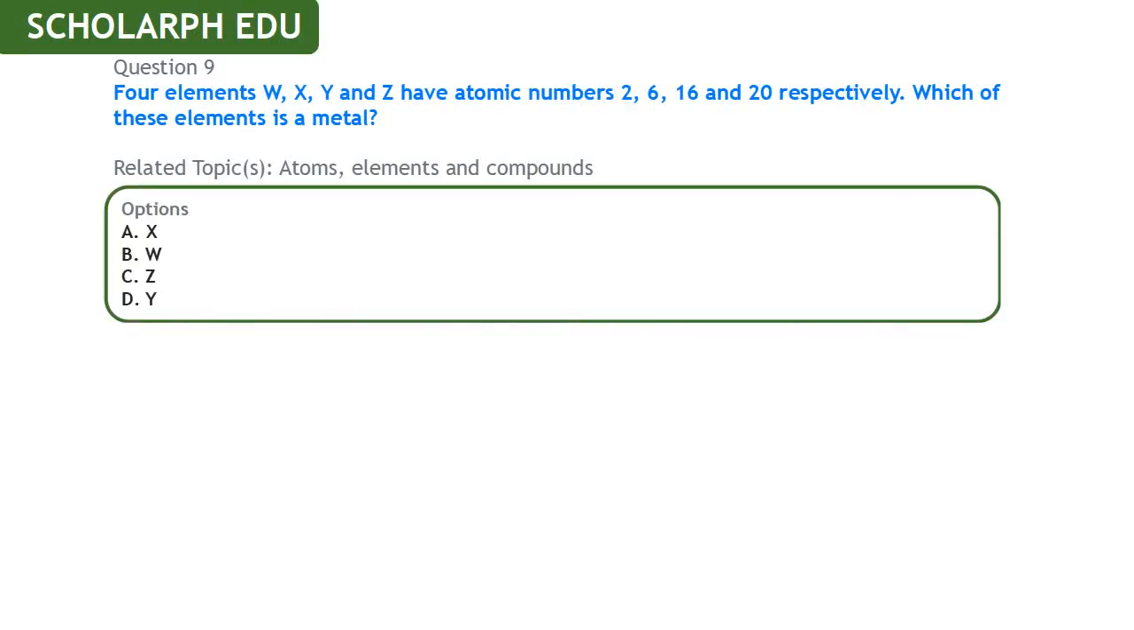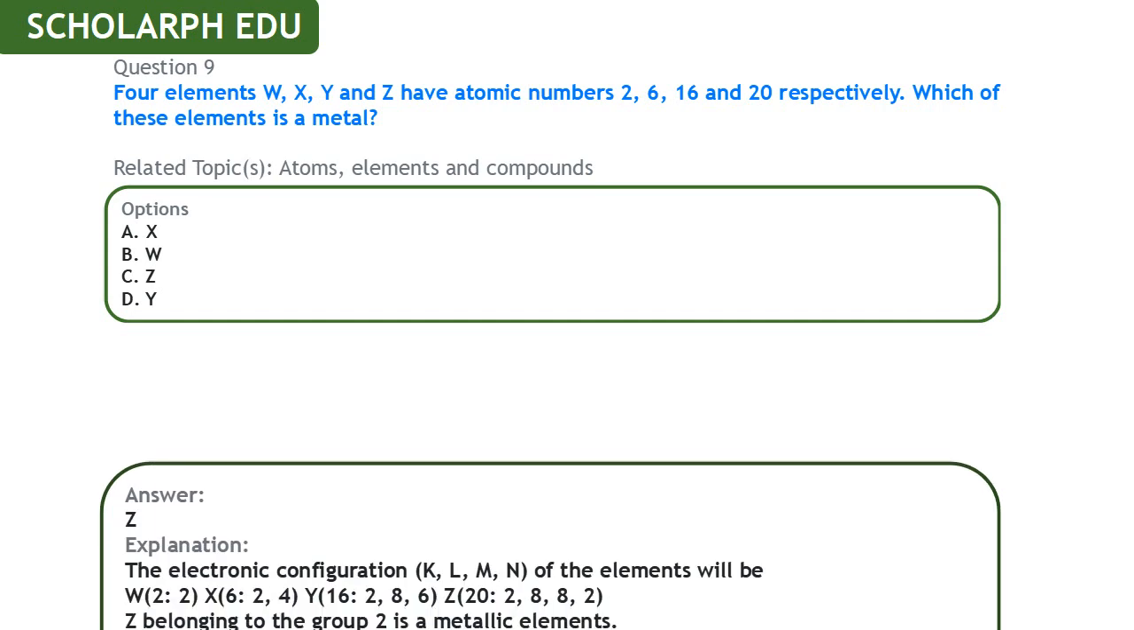Four elements W, X, Y, and Z have atomic numbers 2, 6, 16, and 20 respectively. Which of these elements is a metal? So in the periodic table, we usually find metals in group 1 and group 2, and sometimes we also find them in group 3 as well. So what we need to determine from here is which of these elements belongs to group 1, 2, or 3.